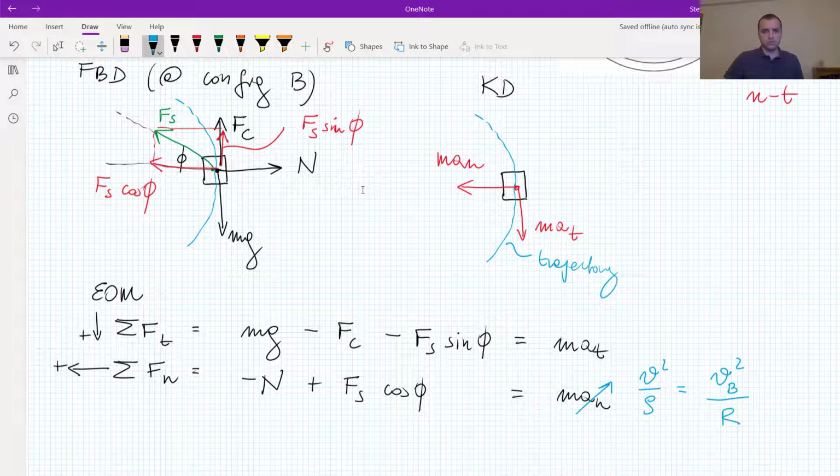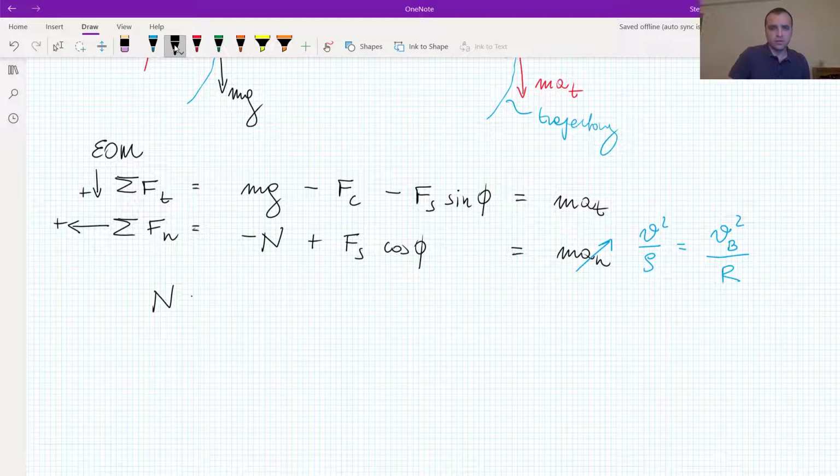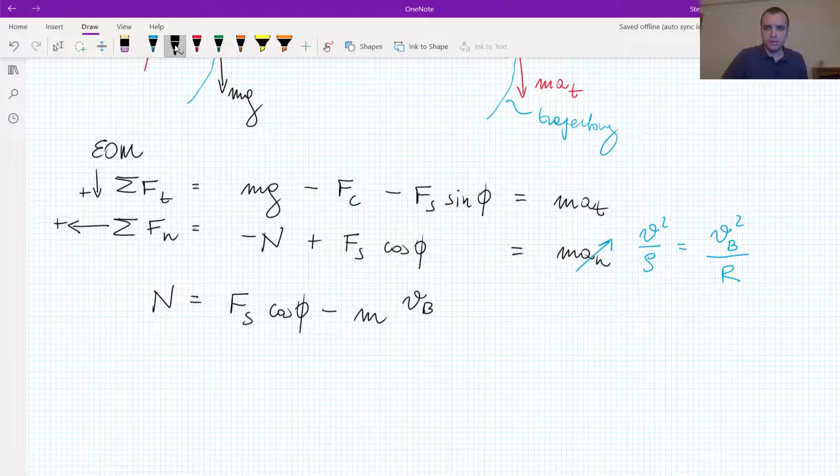Great, I think we found an expression for N, because N occurs only in the second equation. So we have N equal to Fs cosine phi, minus m vB squared over rho over r.